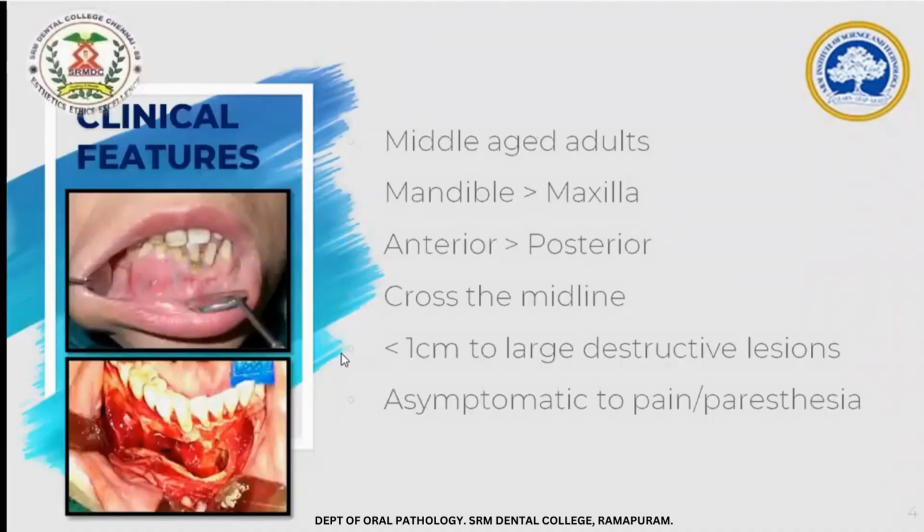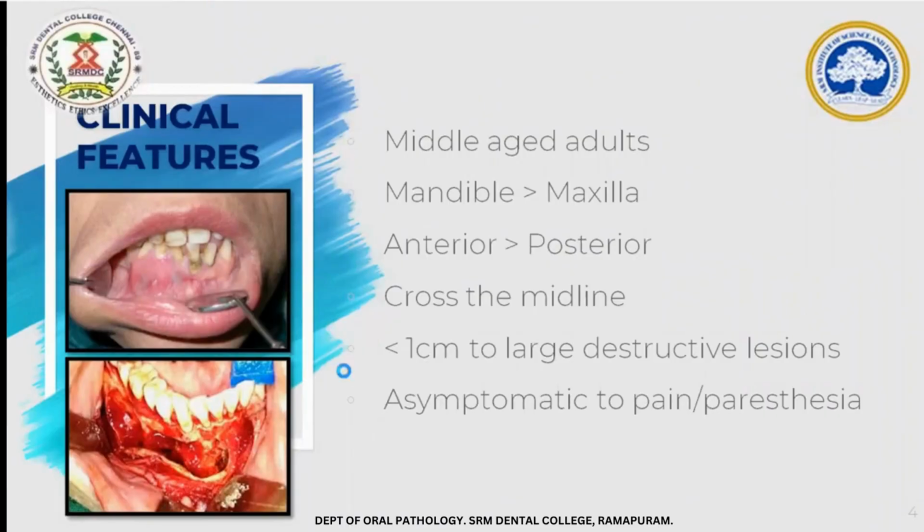Moving on to the clinical manifestations of glandular odontogenic cyst. It is most common in the anterior mandible in middle-aged adults, and the lesion usually crosses the midline. The size may range from less than 1 centimeter to very large destructive lesions. Regarding signs and symptoms, it may be asymptomatic or present with pain or paresthesia. Please remember, it is most common in the anterior mandible. So glandular odontogenic cyst is a developmental odontogenic cyst which is quite aggressive in the anterior mandibular region with features of salivary gland.